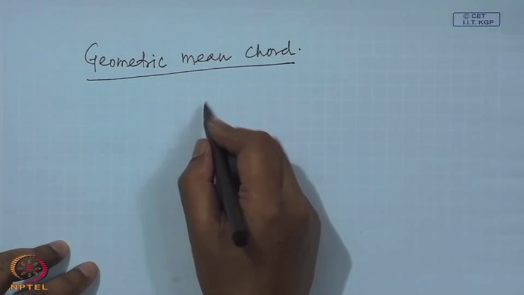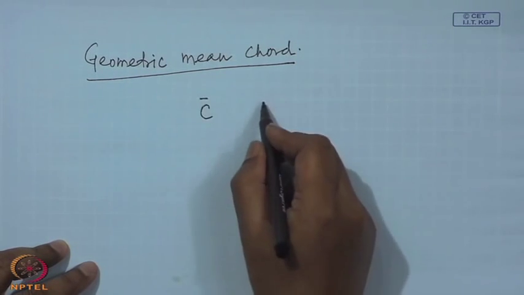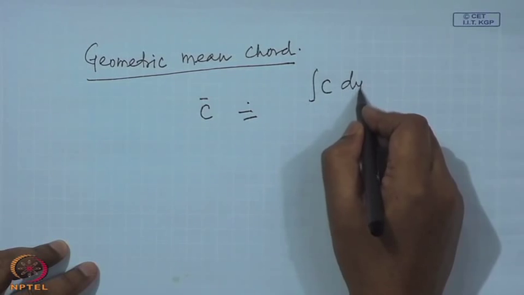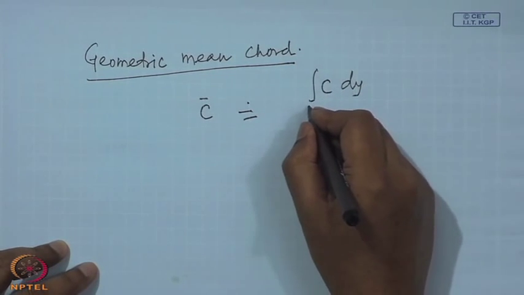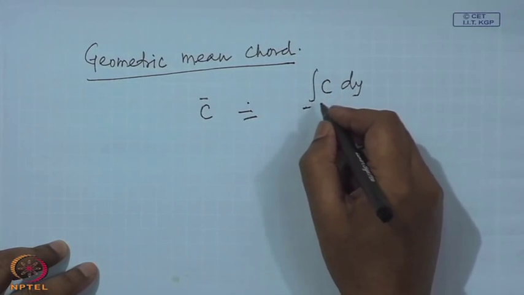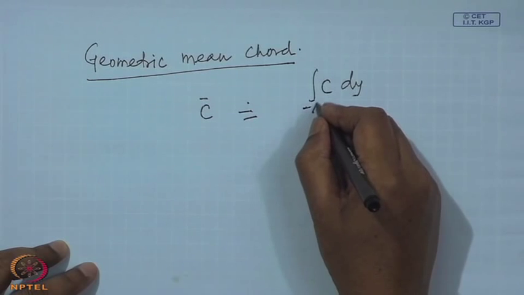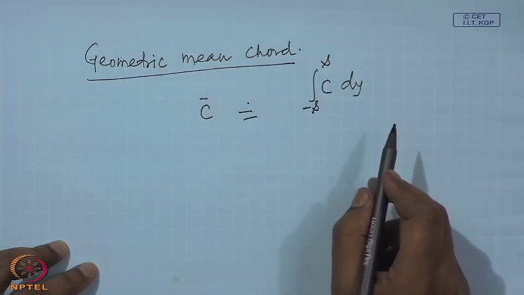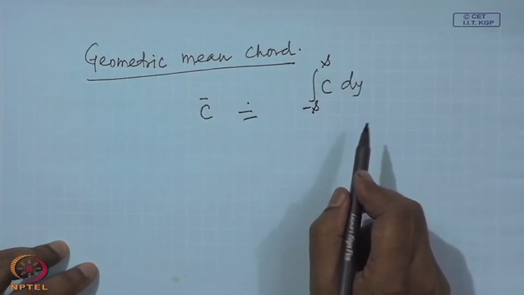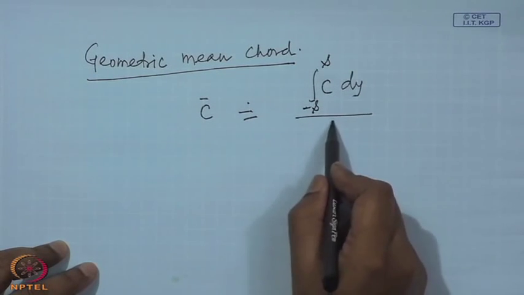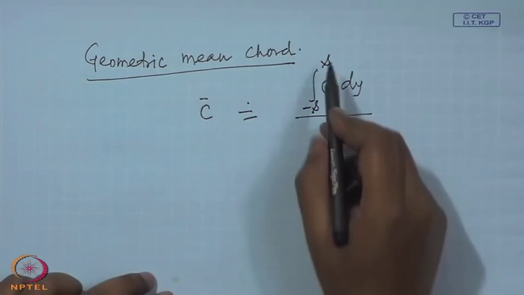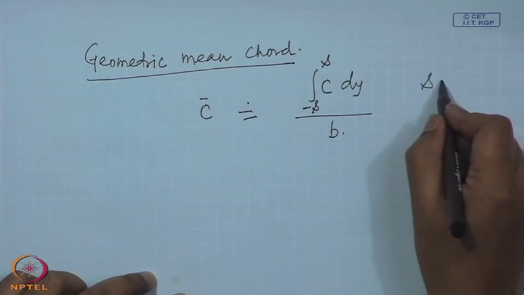How do you define this geometric mean chord? The small s is to represent semi span, half of the span. Small s stands for b by 2.